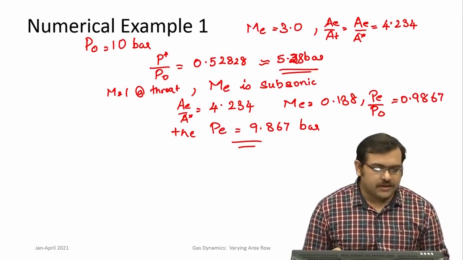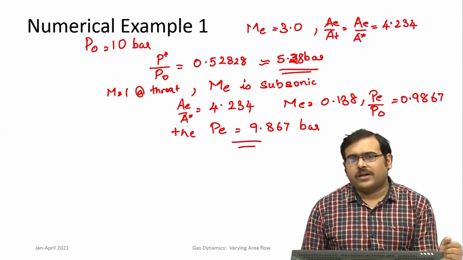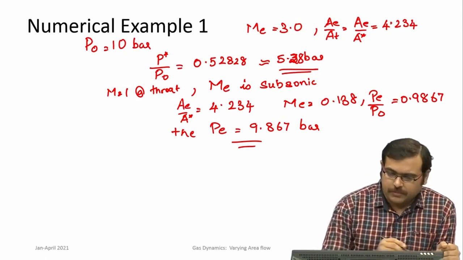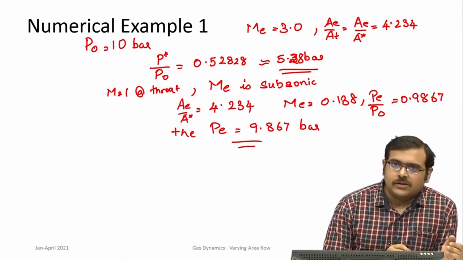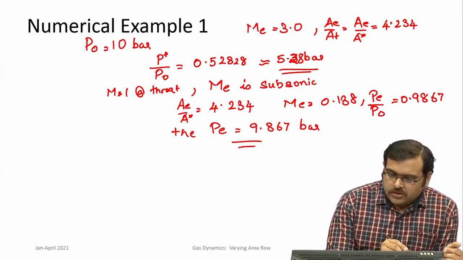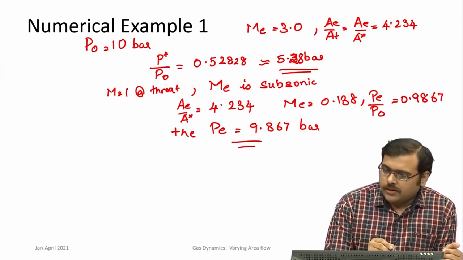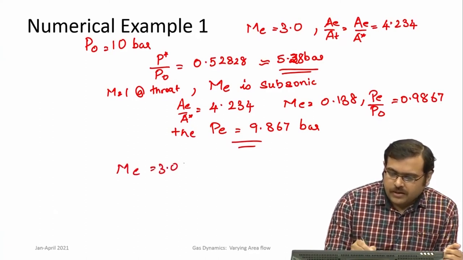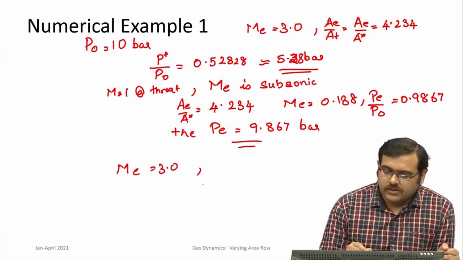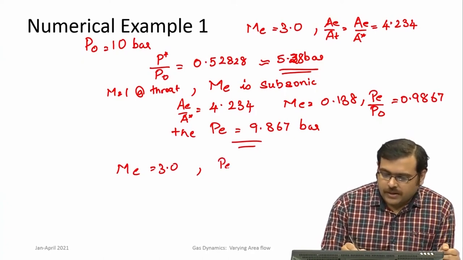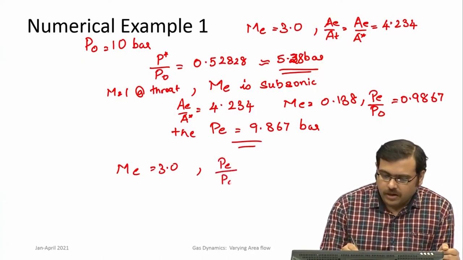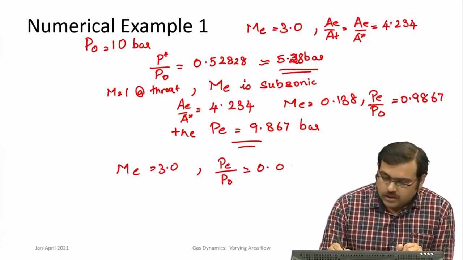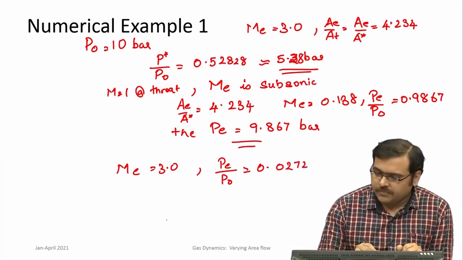Now the second case is that the pressure ratio is exactly equal to complete expansion. There are no shocks and it expands completely. That is the third critical point actually. For that we know the Mach number ME is 3.0. Corresponding to this, from isentropic relations, what is PE by P naught? This is 0.0272.